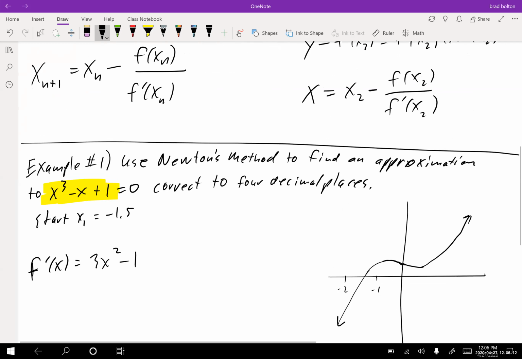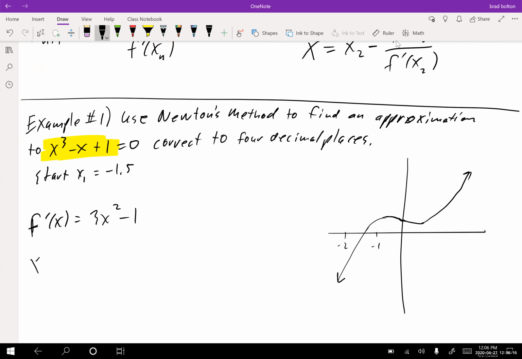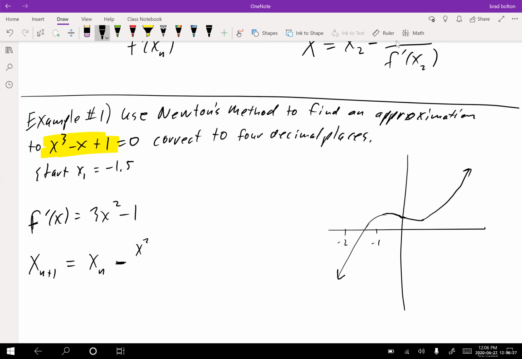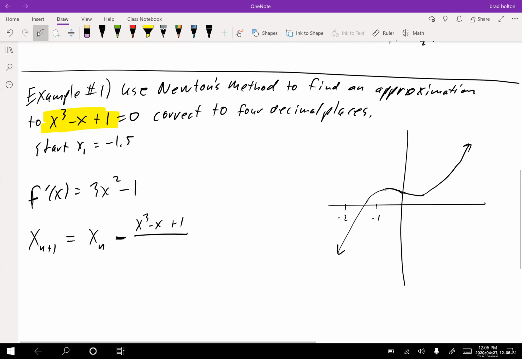So Newton's method says, if you want to find the next x, that would mean x sub n plus 1, that's going to be equal to x sub n minus the function x cubed minus x plus 1 divided by f prime of x sub n, which is 3x squared minus 1. Everybody okay with this so far?